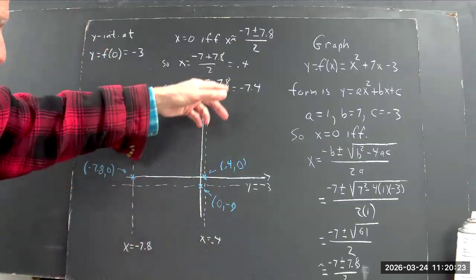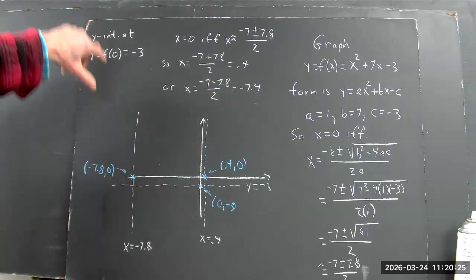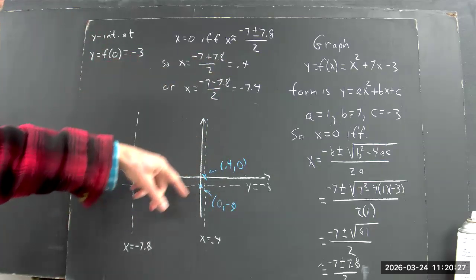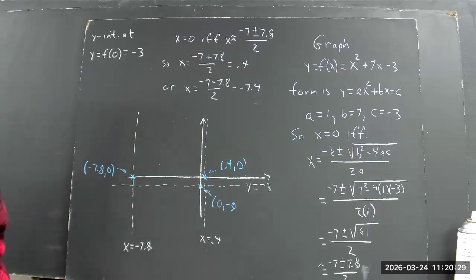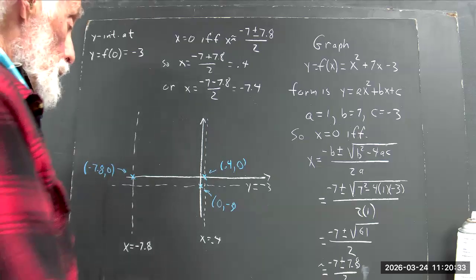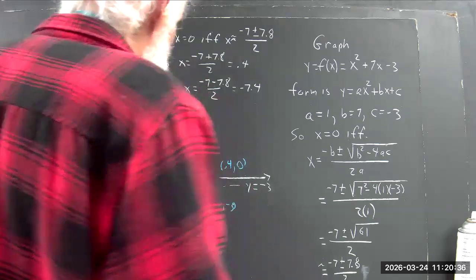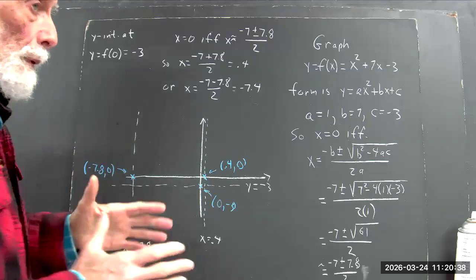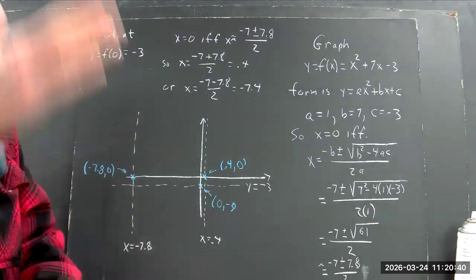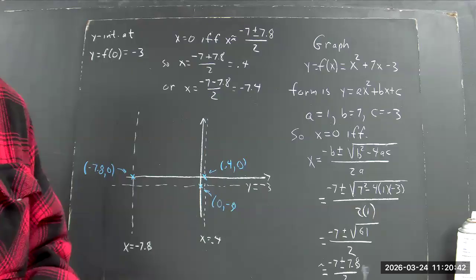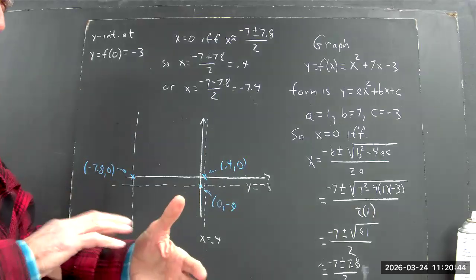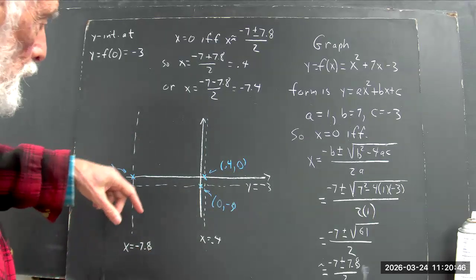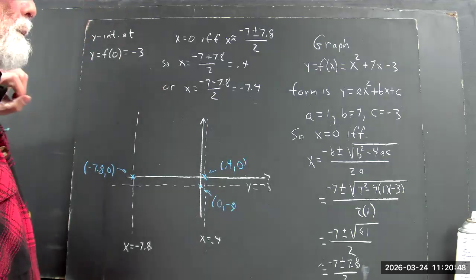At this point, I can draw a nice parabola that goes through all 3 points, okay? But I don't want to do that yet. I want the axis of symmetry. Remember that a parabola is symmetric about a vertical axis. One side is the reflection of the other.